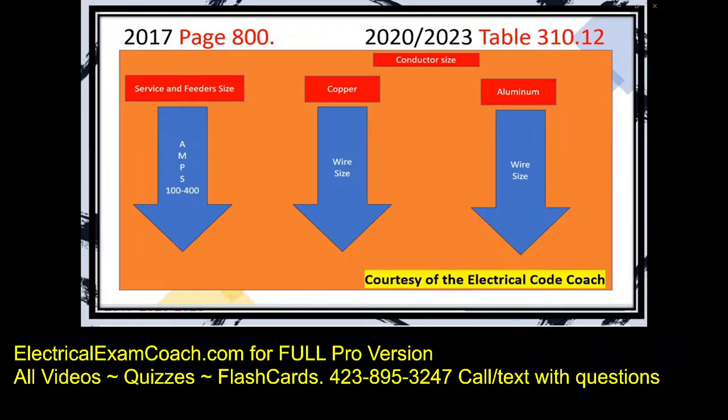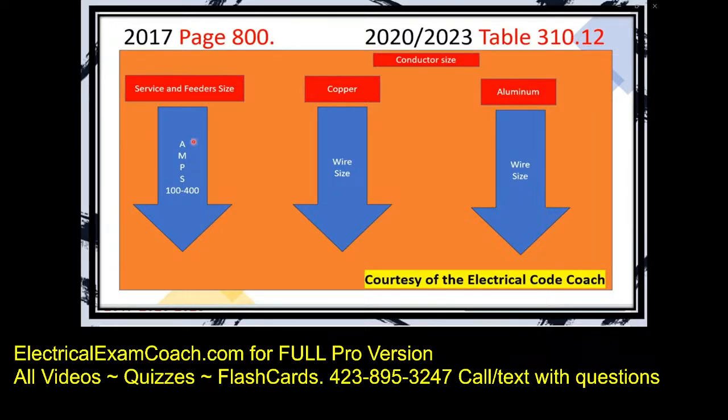On the left-hand side, we're going to find the size of the service and feeder, and this is listed in amps. And you'll notice that it only goes to 400 because the rules that we're learning right now only apply to services and feeders that feed the entire dwelling in between 1 and 400 amps. And I've got a great graphic illustration in the next slide to show you when it does and does not apply.